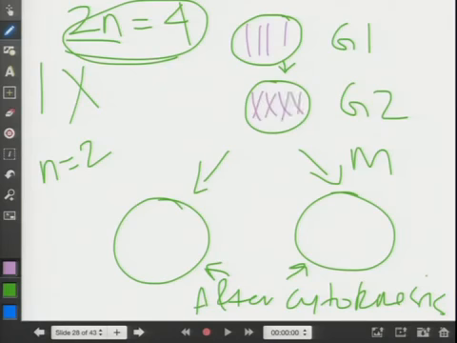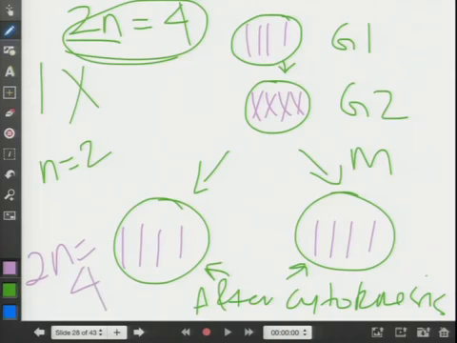And then what do we got in these guys? Right. And so then 2n equals what down here? Yeah. So we started 2n equals 4, and we end 2n equals 4. It's exactly what we want to happen for mitosis. Right, let's write mitosis so we don't get confused later.